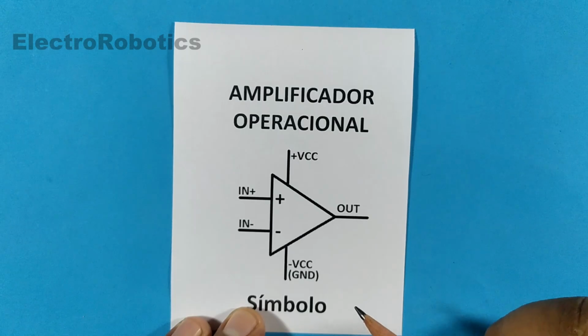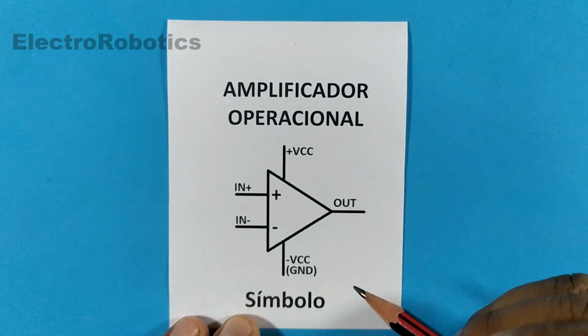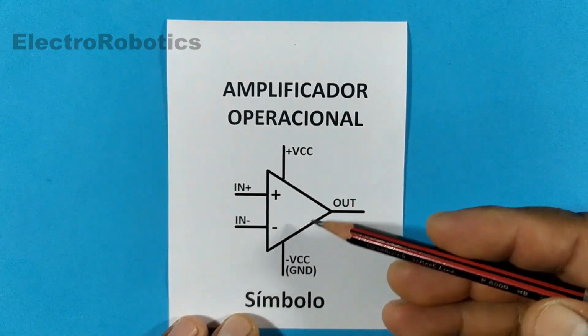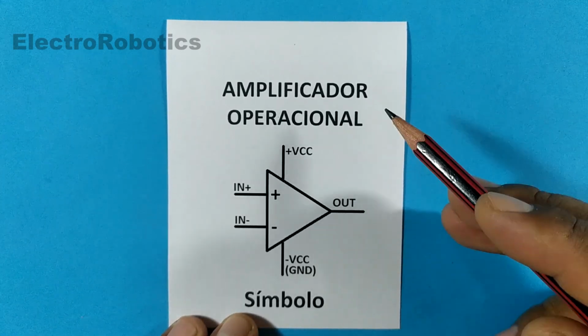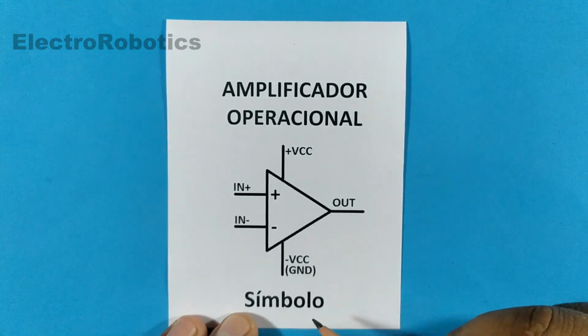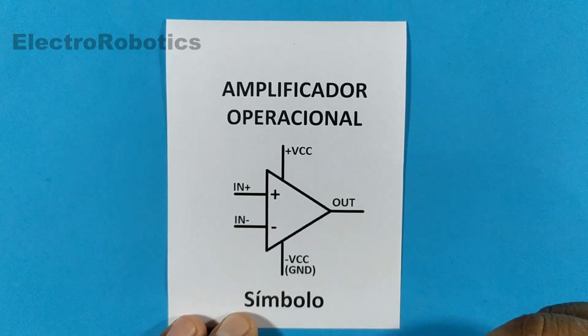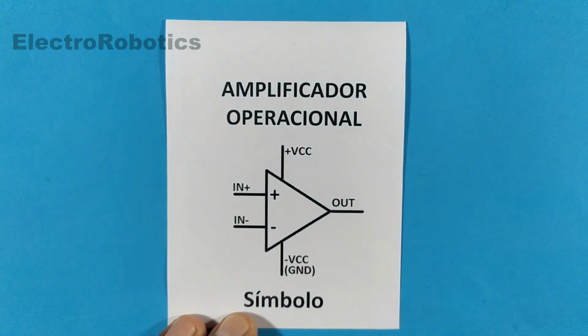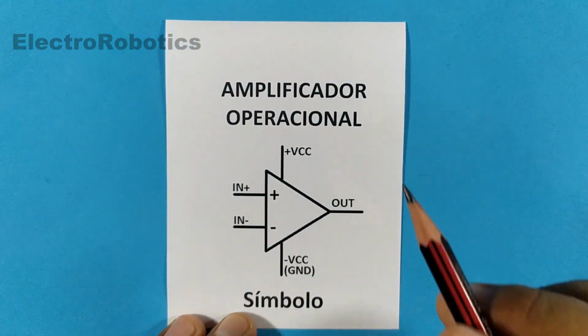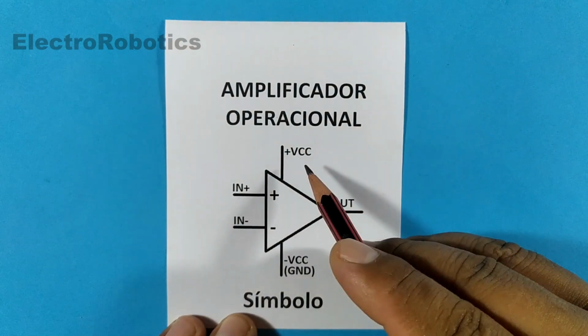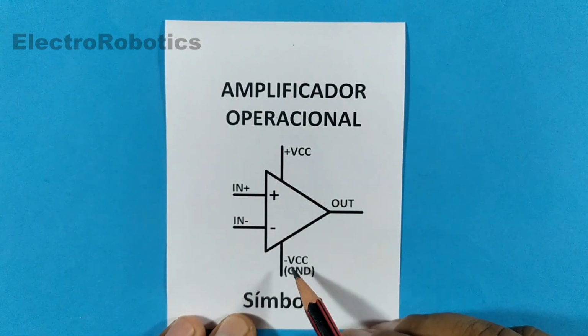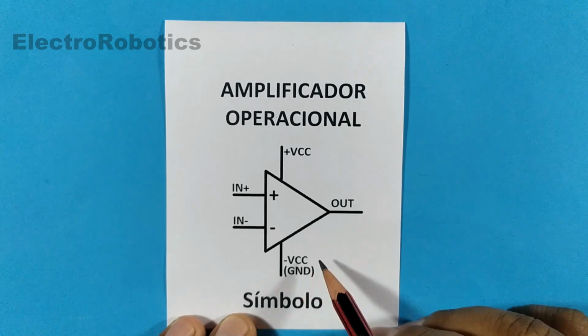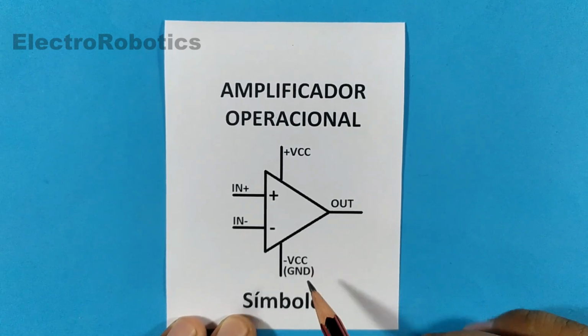Today we are going to talk about the operational amplifier. This is an operational amplifier, or rather this is its symbol. The symbol of the operational amplifier presents the following elements. The first is its power supply, positive and minus VCC, or GND, that is, negative.